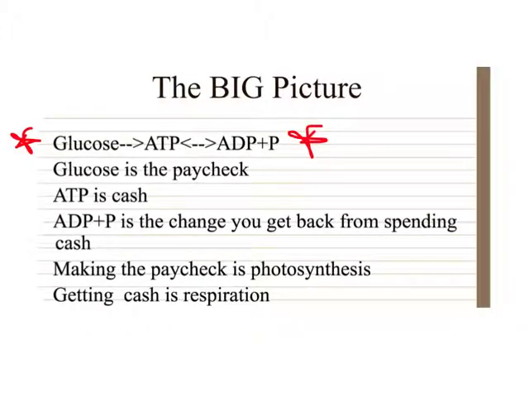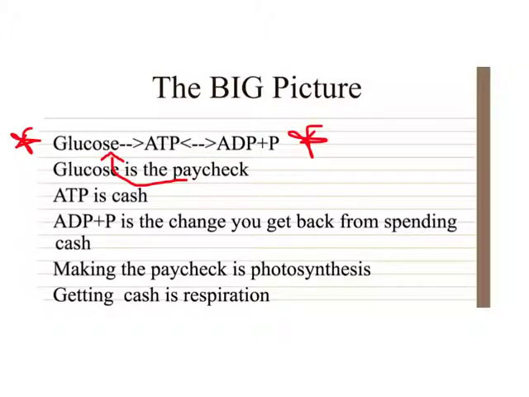ATP can be broken down into ADP plus phosphate. Notice there's a double arrow here showing that the ADP and phosphate can actually be converted back to ATP. Let's put this in terms of an analogy. Think of glucose like the paycheck. This is the paycheck right here. So glucose, paycheck. Why? Because like a paycheck represents money, that's how glucose represents energy.